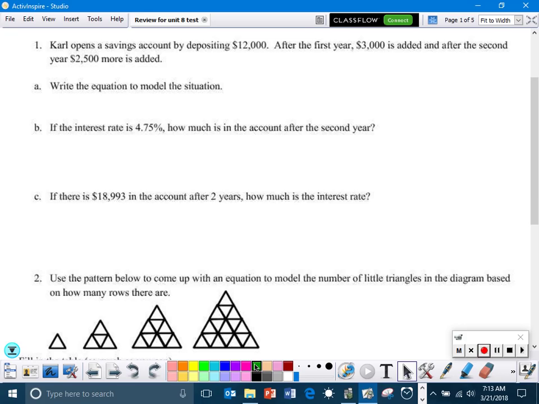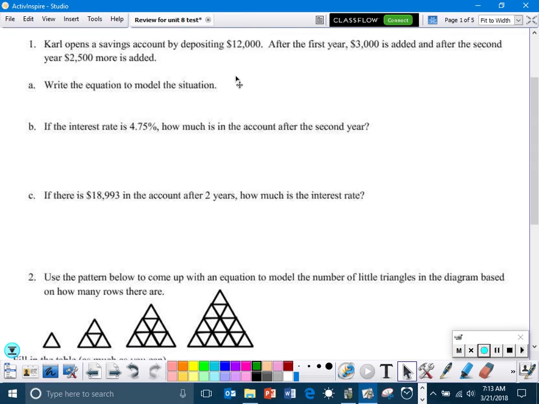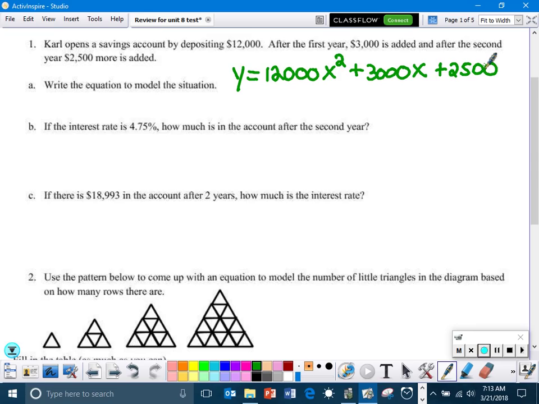So one way you can write this is y equals 12,000 x. Now that money's been in the bank for 2 years, so x squared plus the $3,000, and that'll just be x to the first power, or x, because that's been in the bank for only 1 year, plus the $2,500 you just added. Okay, that's one way you could write it.